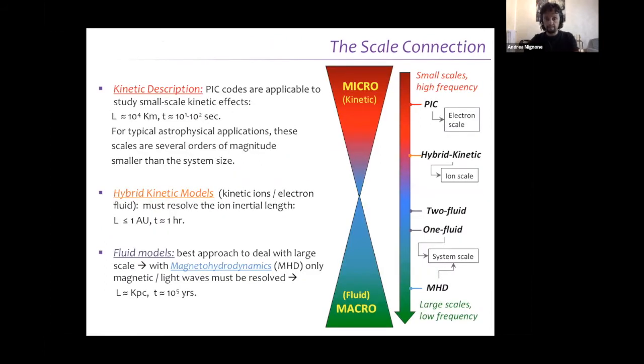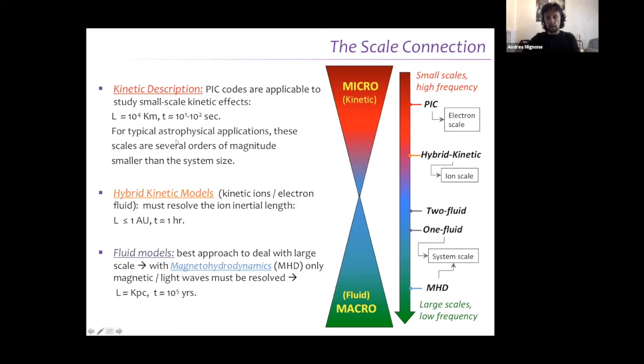Now, the kinetic description, as I said, is done by PIC particle-in-cell codes, which are very good codes to study plasma physics. However, they are applicable only to small regions of the size of a few thousand kilometers, on a temporal range of the order of a few hundred seconds.